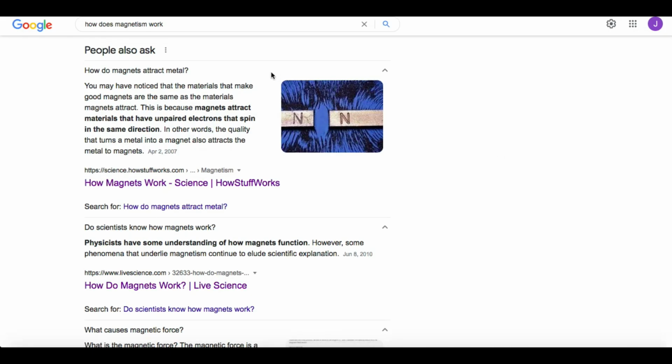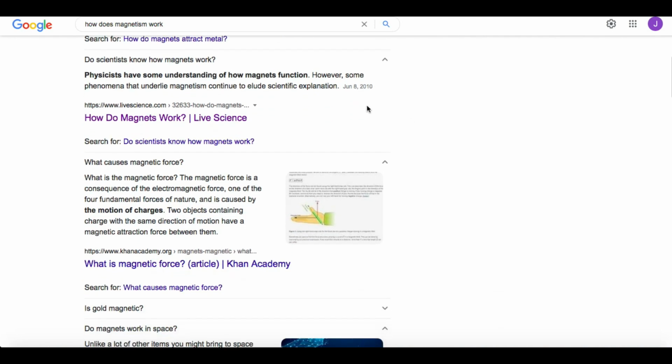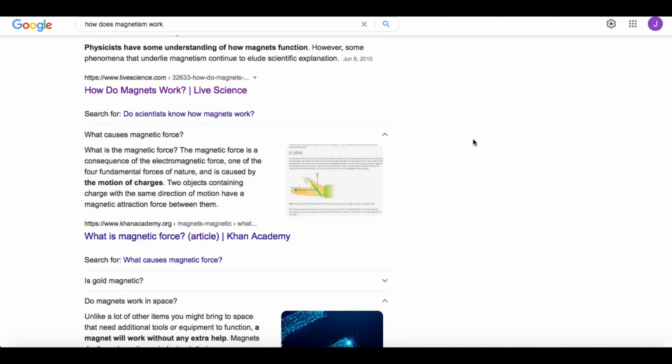So let's continue. Here, you may have noticed that materials that make good magnets, blah, blah, blah, unpaired electrons that spin. I'm going to debunk that in a few minutes here, like the whole electrons thing, okay? Physicists have some understanding, however, some phenomena that underlie magnetism continue to elude. Oh, wow, no, really? I thought you knew everything. I thought scientists were like these priests class that we couldn't contend with, that we couldn't dare question them, because they have holy knowledge that we're not allowed to, and we just have to take their word for it. Like, come on, give me a break, all right?